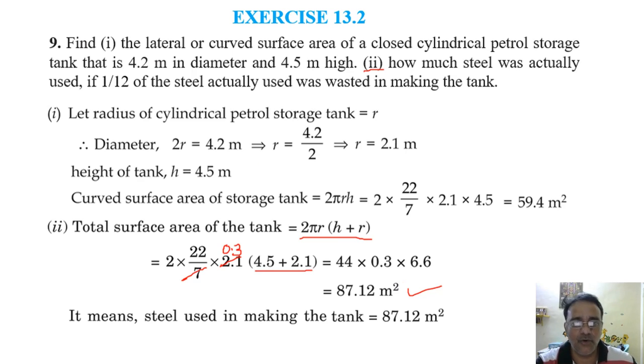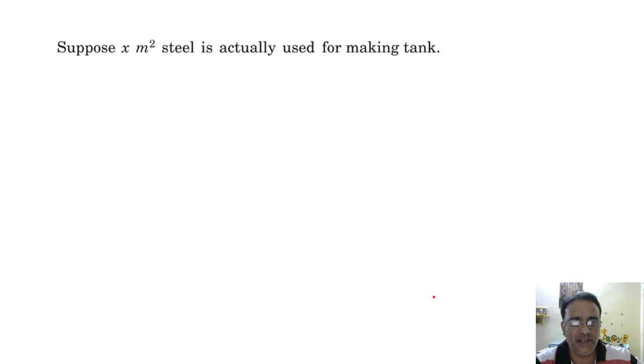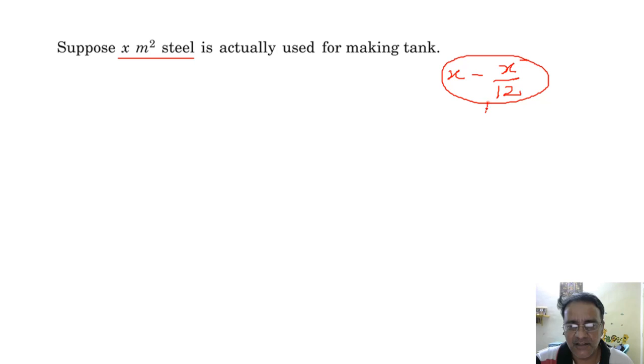But what is given in the question, that 1 by 12 of the steel actually used. ये तो used है, but actually used में 1 by 12 waste हुआ है. तब जाके हम लोग को इतना total surface area का steel वो petrol storage tank बना है. So let us move toward the next one. Suppose X meter square steel is actually used. अभी इसमें कितना waste हुआ है? X में जो waste हुआ है वो 1 by 12. तो जब हम लोग एक्चुअल स्टील से माइनस करेंगे तब हम लोग को जो स्टील जो बनने के बाद है वो मिल रहा है. दैट मीन्स टोटल सरफेस एरिया.